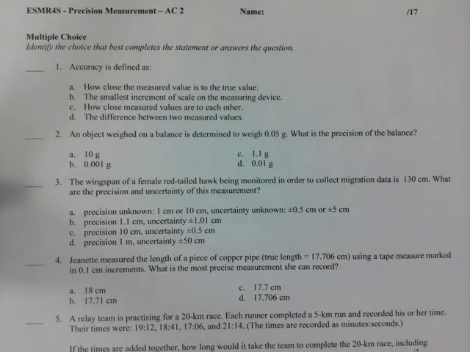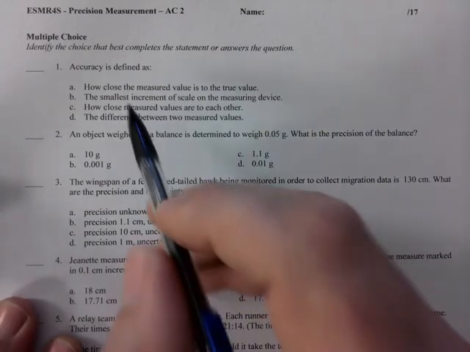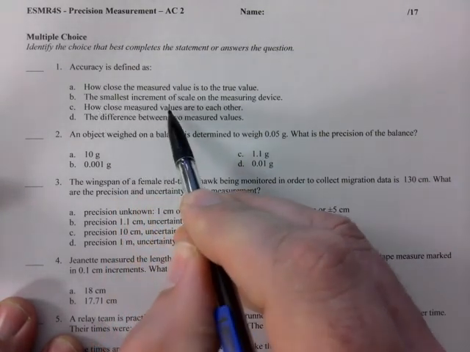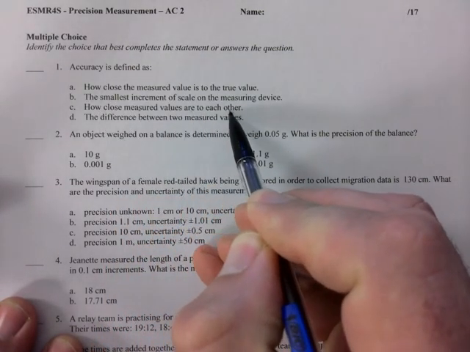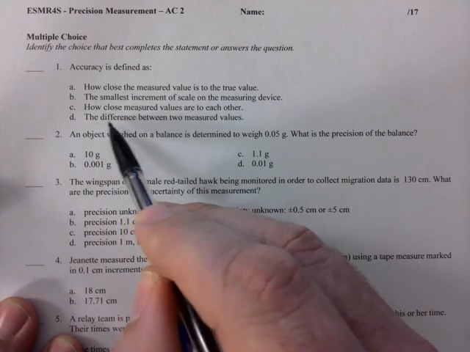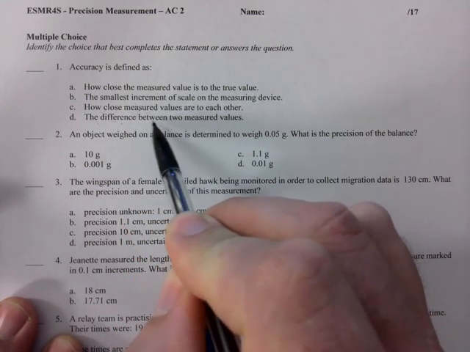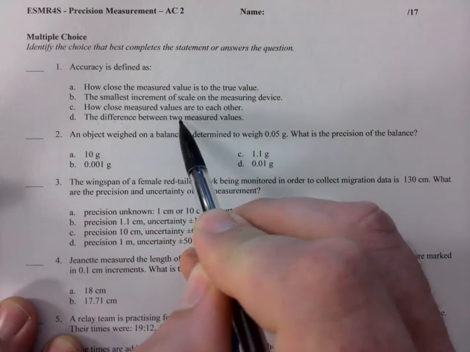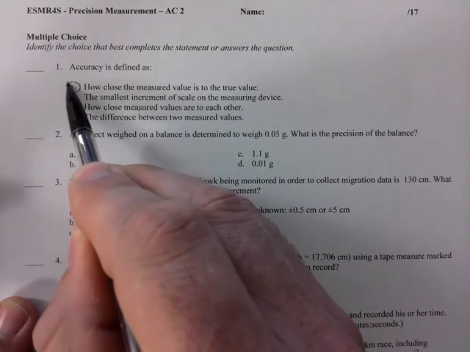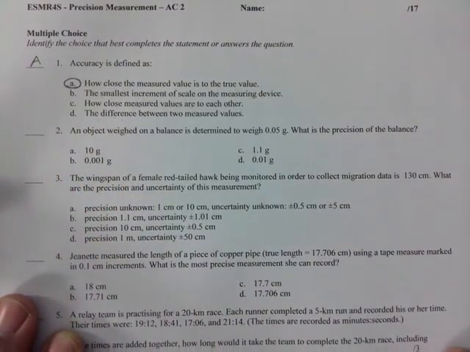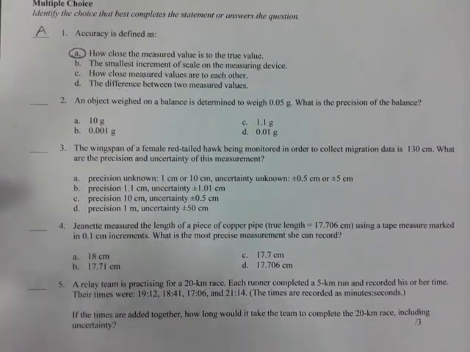Accuracy is defined as how close the measured value is to the true value. Smallest increment would be the precision. How close the measured values are to each other, right? The difference between two measured values, that would be tolerance, maybe closer, but this is what you were supposed to select there. A is how close the measured value is to the true value.